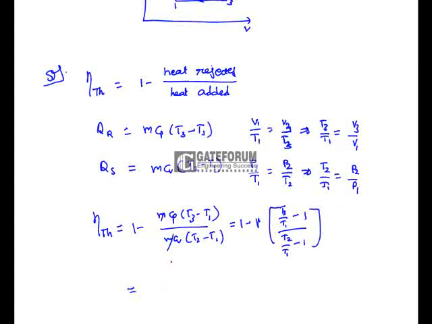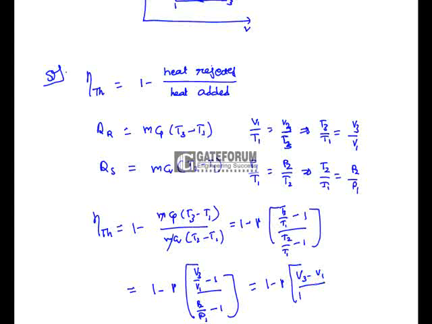But from the constant volume and the constant pressure processes, we can replace T3 by T1 and T2 by T1 with volume and pressure terms. Here T3 by T1 can be written as V3 by V1 minus 1, and T2 by T1 can be written as P2 by P1 minus 1, and here it is 1 minus gamma into (V3 minus V1) by (P2 minus P1) into P1 by V1. So this is the thermal efficiency of the given cycle. So in the options, the right option is C.